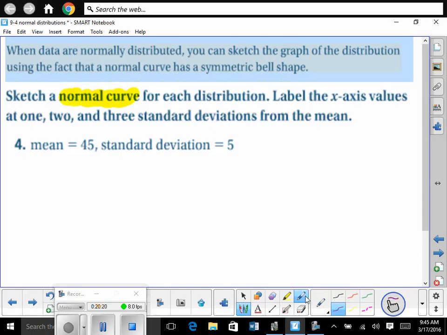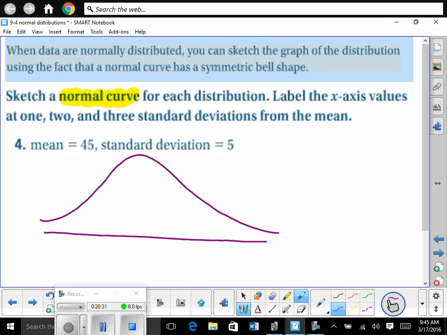It says, label the x values at 1, 2, and 3 standard deviations from the mean. Okay, sweet. So we're going to get specific. We're going to draw out our bell-shaped curve. And then it says our mean is 45. So that would be right here, right? And then our standard deviation is 5. So let's go one above. One standard deviation above, that would be 50. And let's go one below. 40. So I'm going to label it. That's one standard deviation above and below.